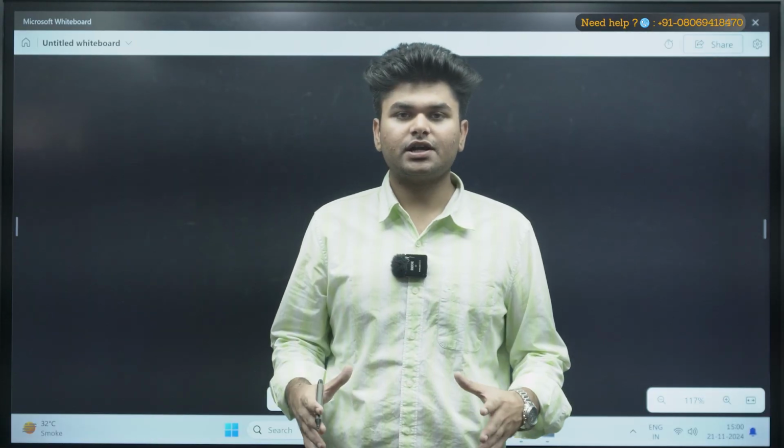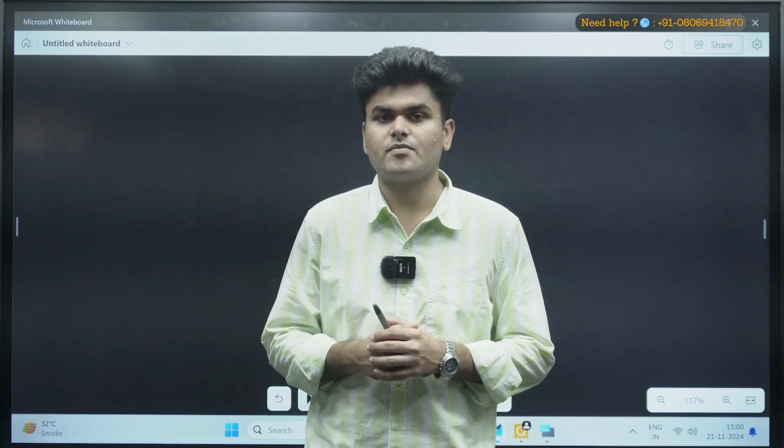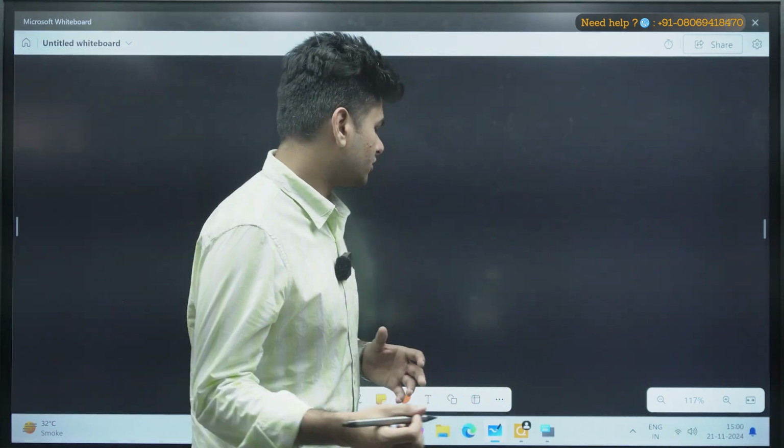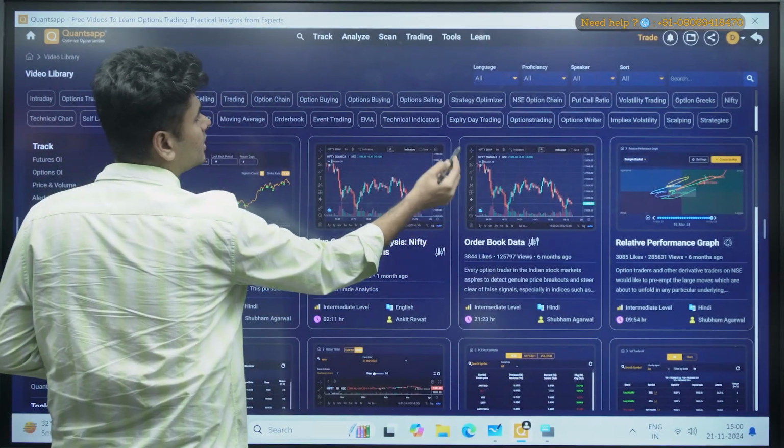Now the next point you need to understand is that you need to know which sector is performing. Okay, so you can come into Quantsapp here, and basically you can come into the built up here.